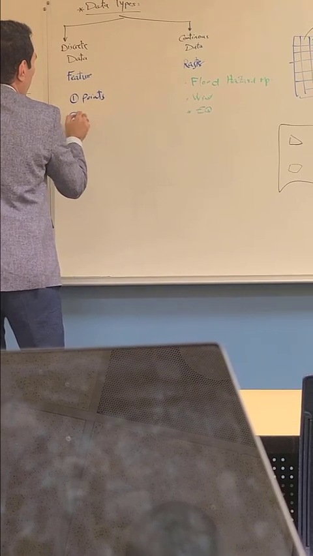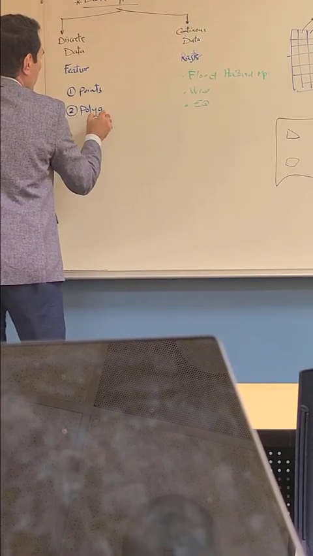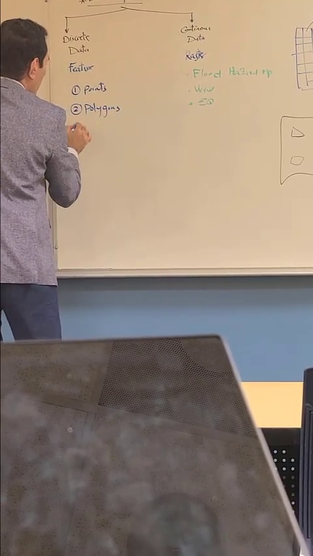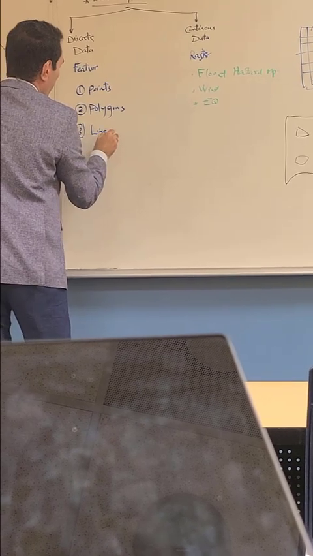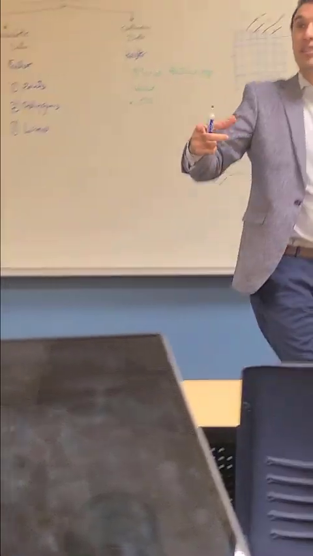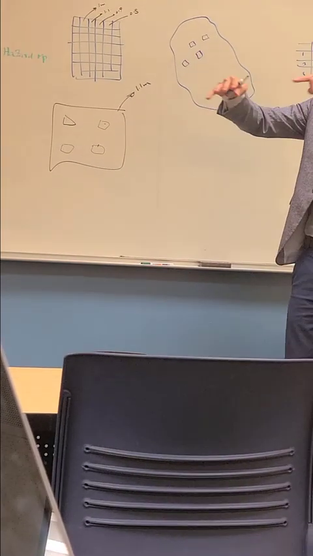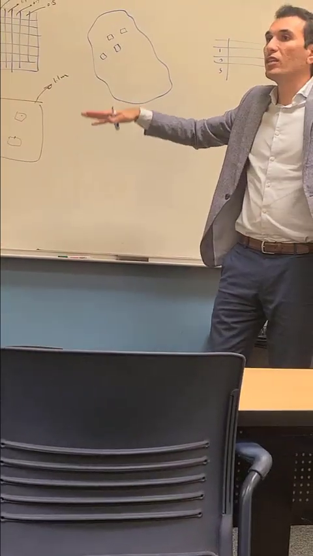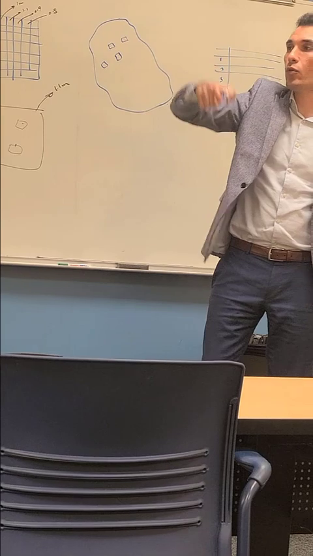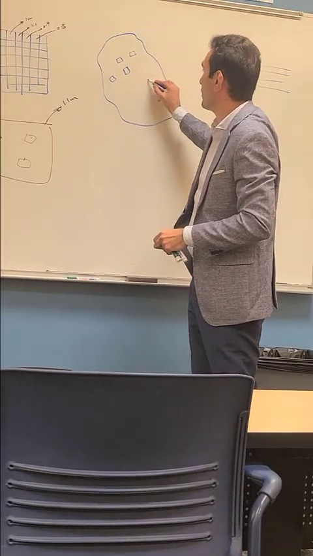Can be polygons. Number 3 can be lines. Okay, so as we know, buildings are polygons, right? You can make some lines. Maybe this building is a rectangle, so it has 4 lines, so you'll have this building something like this.